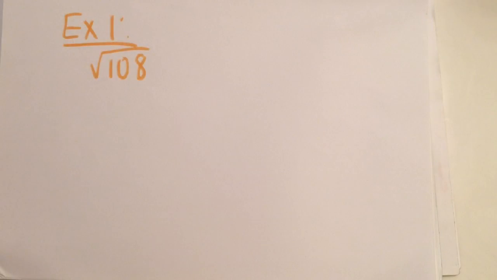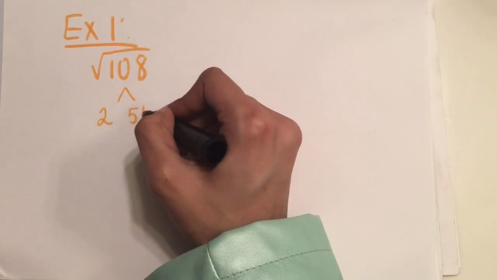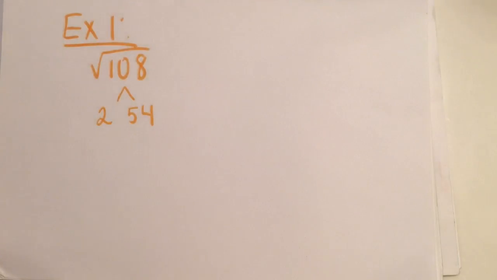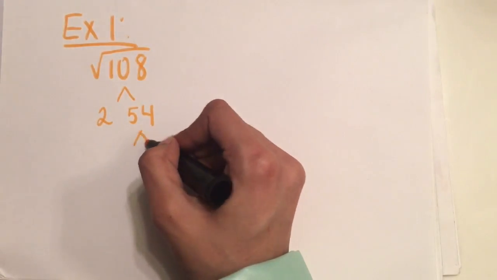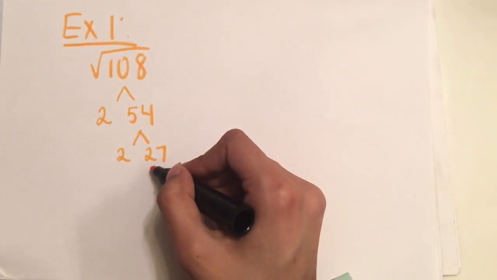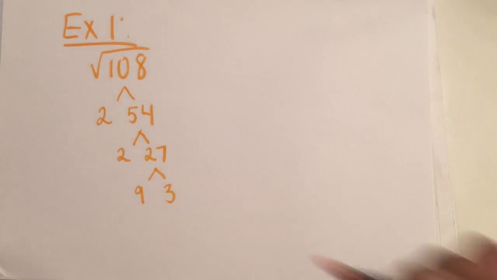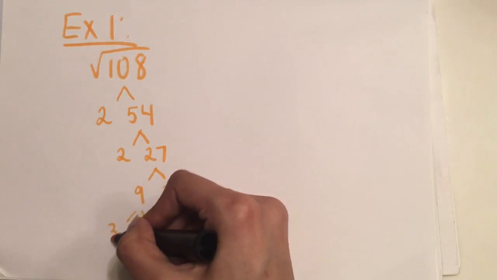For our first example, we have the square root of 108. We're going to simplify this by multiplying two numbers that have the product of 108, 2 and 54. 54 can be simplified even further by multiplying 2 and 27. 27 can be simplified by multiplying 9 and 3. 9 can be simplified by multiplying 3 and 3.